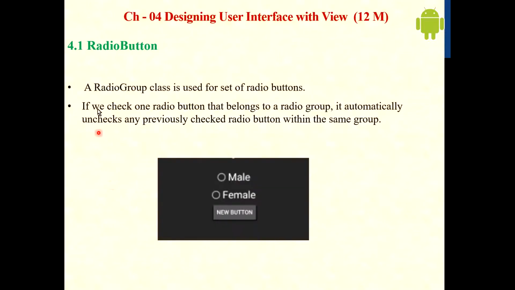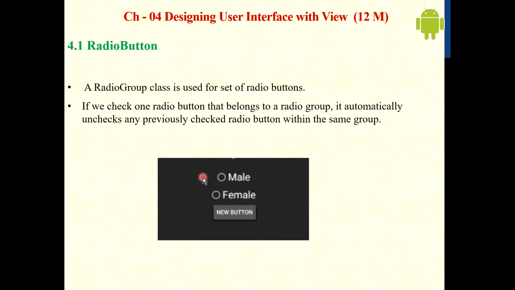Next, we see the radio button. A radio group class is used for a set of radio buttons. All of you already know what a radio button is. In Advanced Java we saw the radio button. A radio button is displayed in a group. Here is one example.